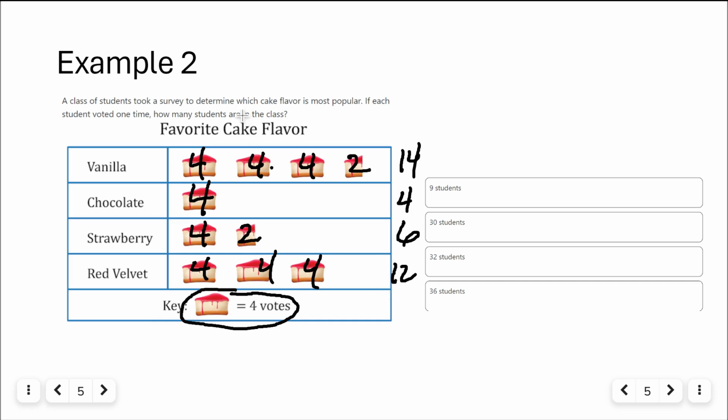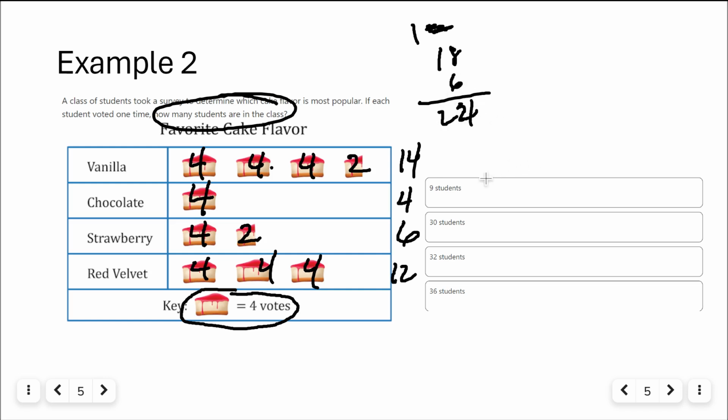So how many students are in the class in total? All right, 14 and 4, that's 18. 18 and 6, that's a 4, 1 to carry.